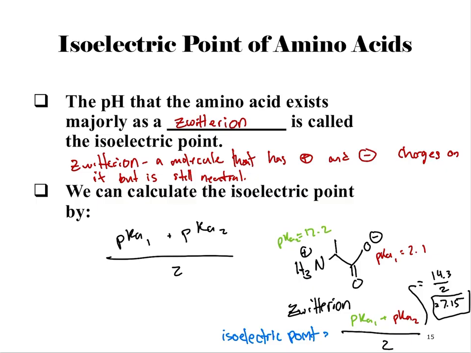So for this one, for example, this is alanine, right? This is just the methyl group as the R group right here. The only 2 charges here are on the C terminus and the N terminus. And you just add those 2 together, pK1 plus pK2 divided by 2, that gives you the pH at which you have the zwitterion.